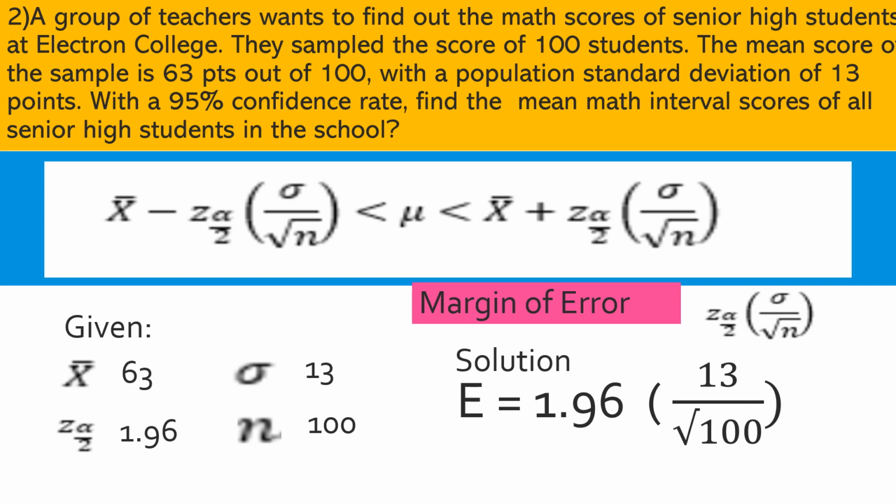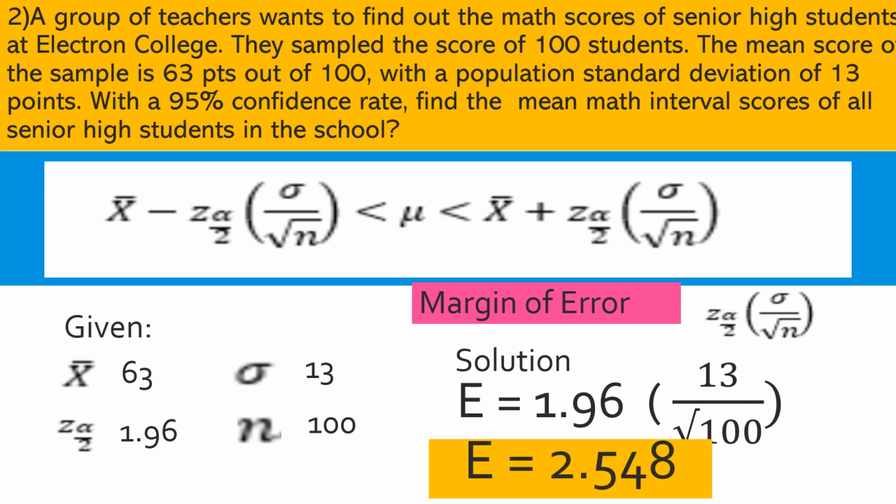So, ulit, magsisimula tayo dun sa baba, no? Kunin muna natin ang square root na 100. So, the square root of 100 is 10. Then, 13 divided by 10 is equal to 1.3. And then, pwede na natin i-multiply kay 1.96. So, 1.96 times 1.3 is equal to 2.548. So, this will be now our margin of error.